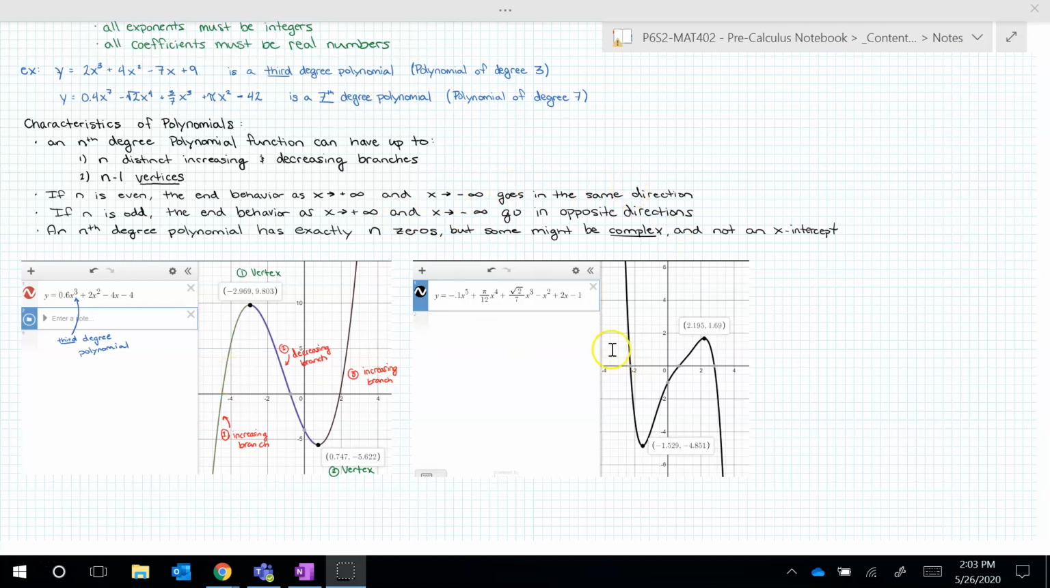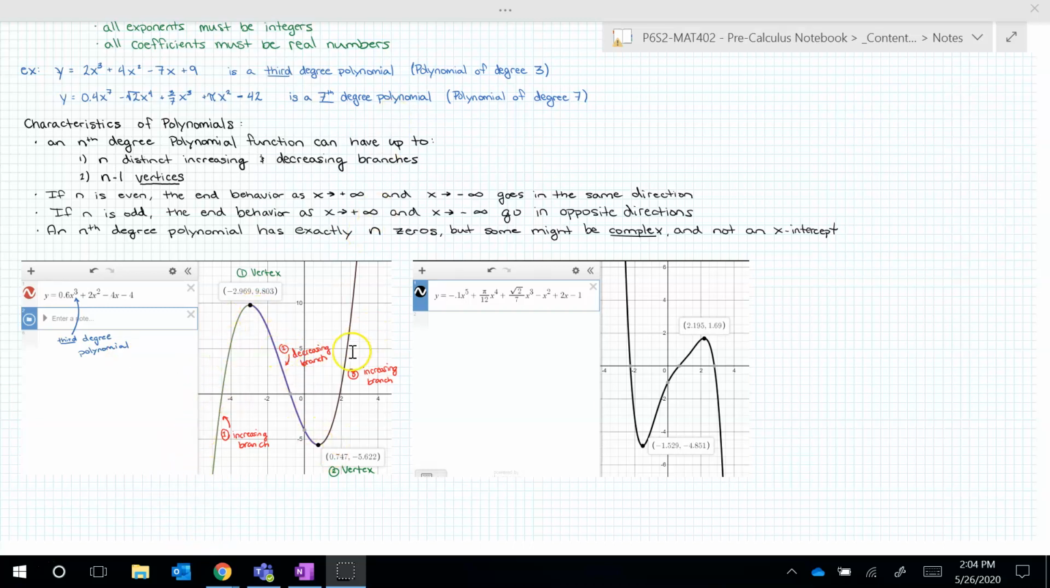So both of these here are odd, right? A 5th degree and a 3rd degree, where the end behavior is going in opposite directions. As x increases versus as x decreases, the y values are going in opposite directions. Off to the right, it's going up. It's getting larger and larger and larger. But as it goes off to the left, it's getting smaller and smaller. It's going down.